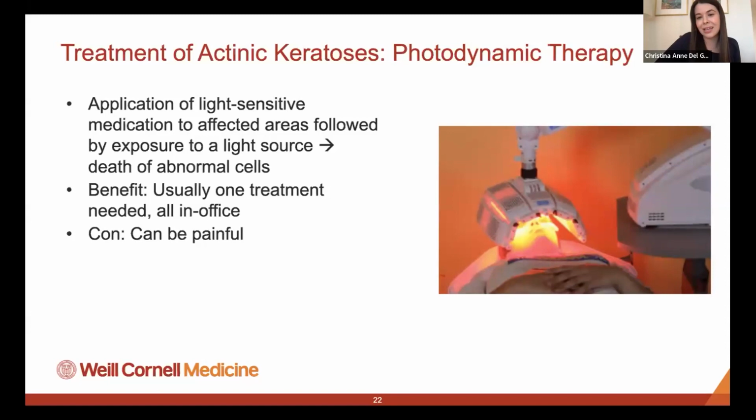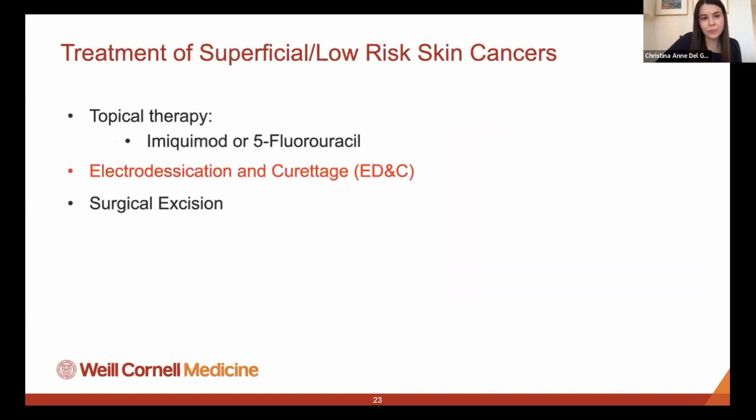So you can see that this is an example of what it kind of looks like in office. The benefit is it's all in office. It's usually only 1 or 2 treatments, and then you're kind of done. You don't have to apply a cream at home. The con is that the actual treatment itself can be quite painful. And oftentimes you are still really kind of red and crusty even after this treatment as well.